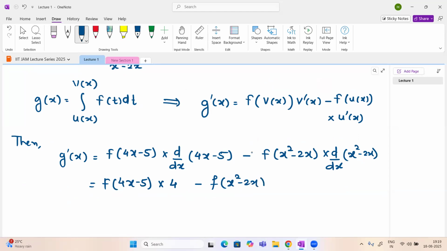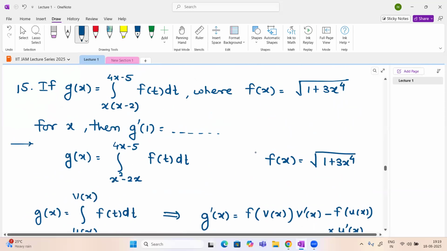And what is the derivative of the second bracket? 2x minus 2. But see, they have asked to find g dash of 1. Can you see in the question? They have asked to find g dash of 1.